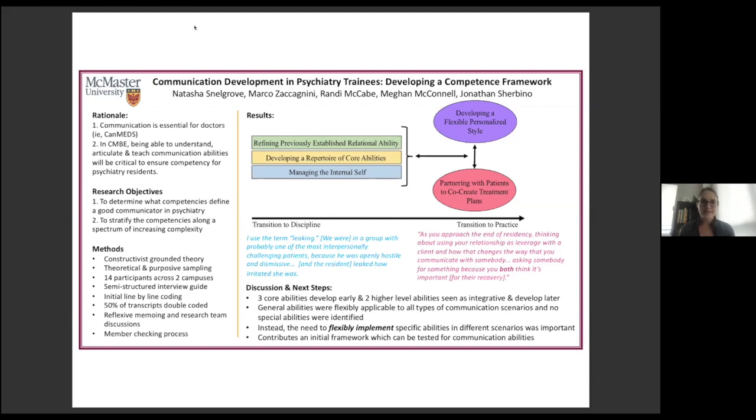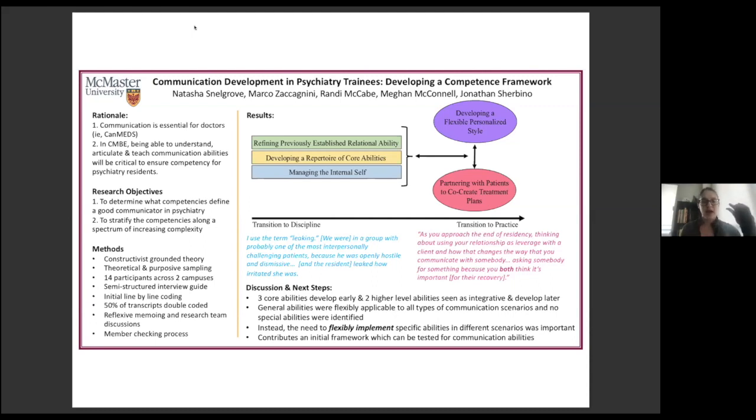So the results fell into 5 categories. There are 2 clusters. One, as you can see on the left-hand part of the screen, are the communication skills that start to develop early in residency training, and then on the right hand you see the ones that are refined later in residency.